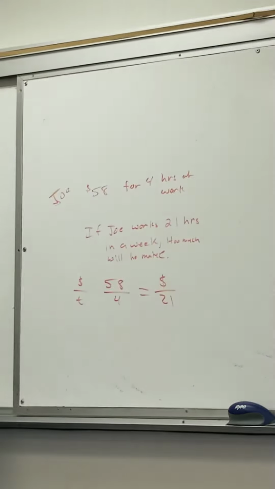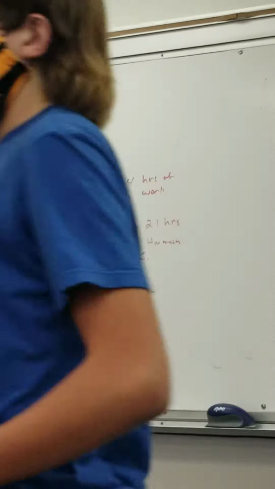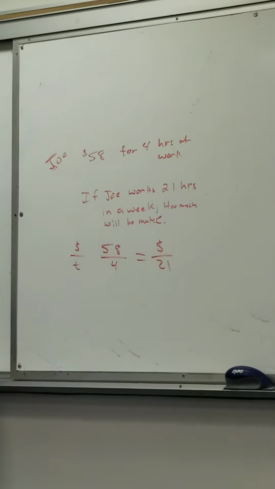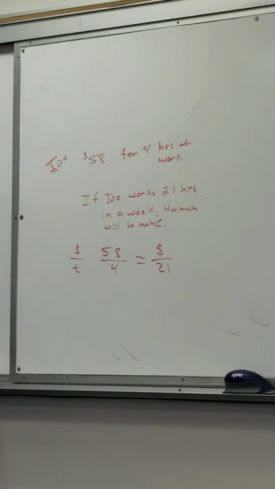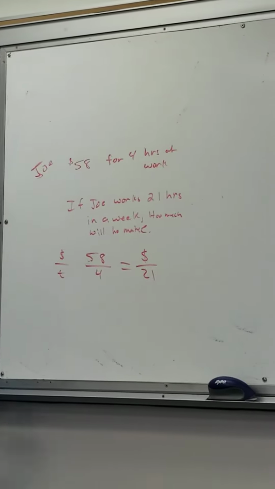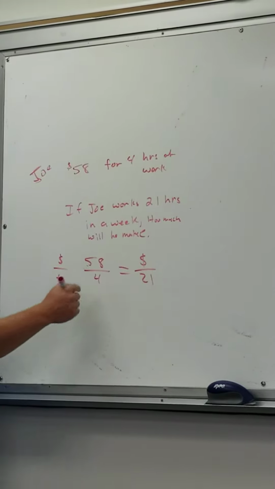Travis, you're going to get called. Travis, what's 58 times 21? He doesn't have a calculator. Oh my gosh, make sure you have a calculator. Kaylee, what's 58 times 21? You keep talking to Gavin, I'm going to keep calling on you. It's your choice. Time. 58 times 21.